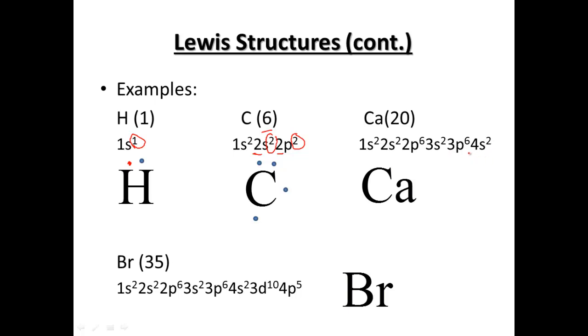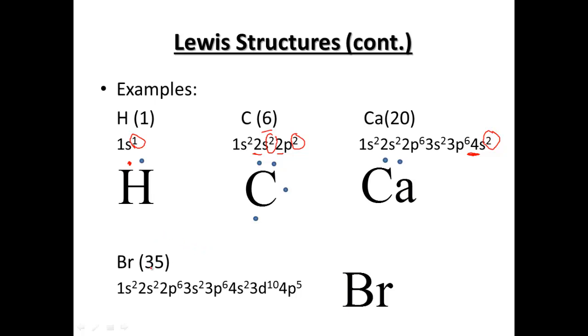Calcium, element 20: 1s2, 2s2, 2p6, 3s2, 3p6, 4s2. The 4th energy level is the highest energy level, and there are a total of 2 electrons in that one. So those 2 electrons are again placed at the 12 o'clock placement, paired together up top for calcium.